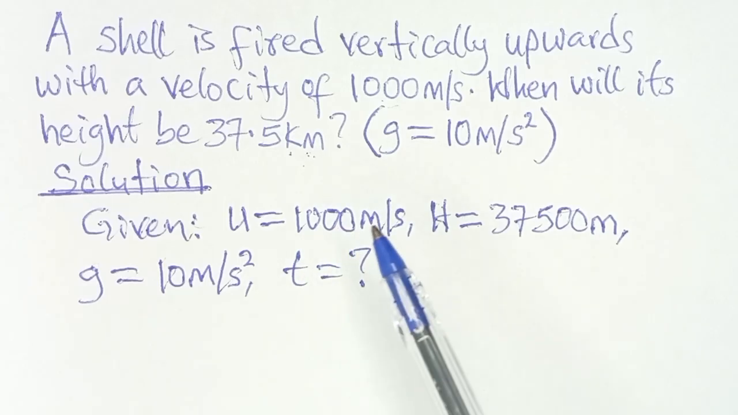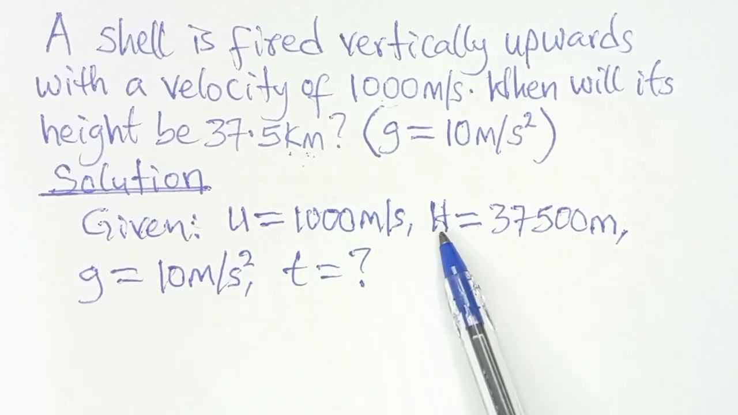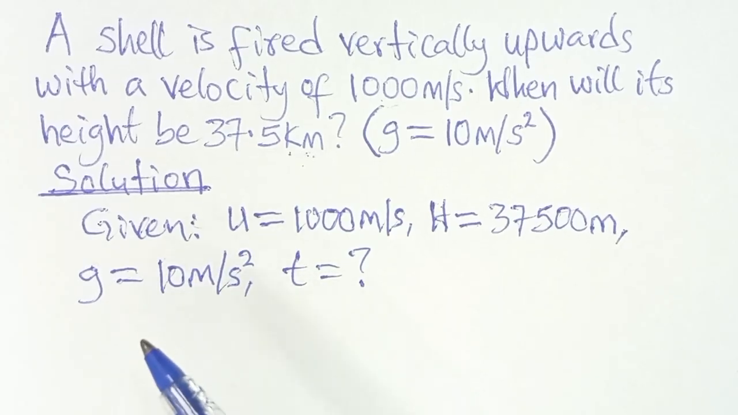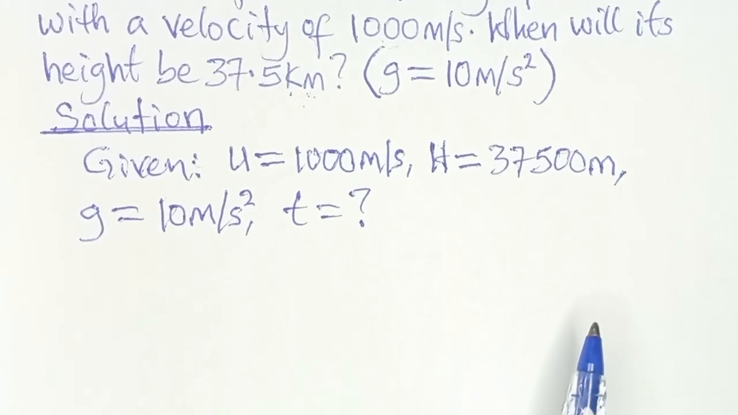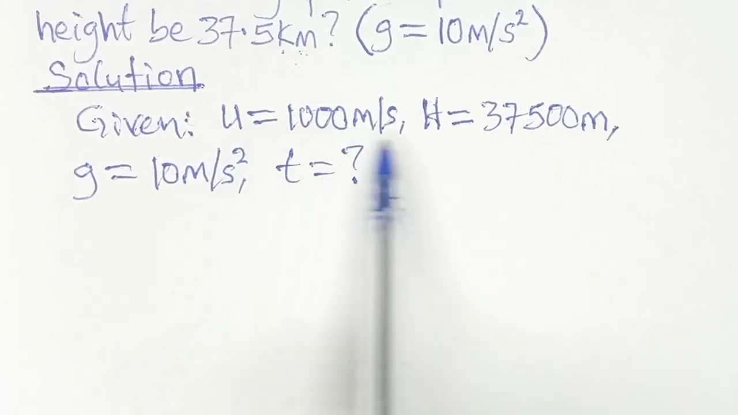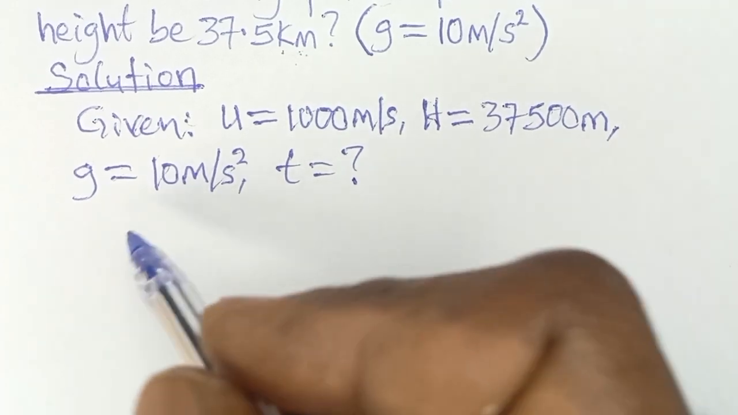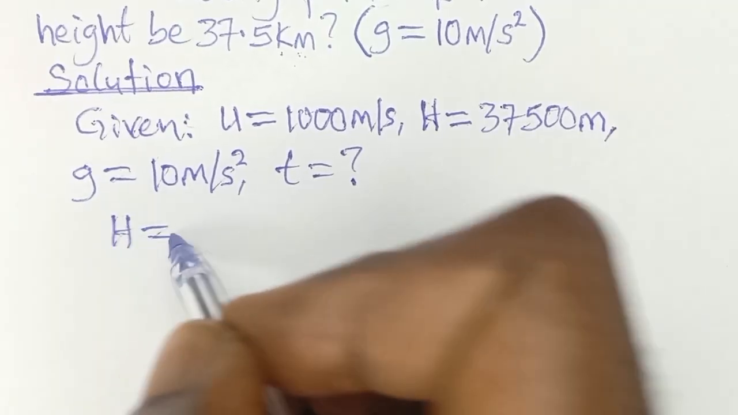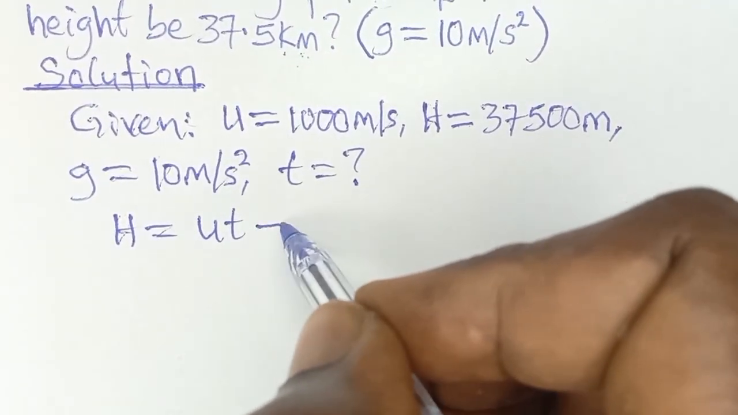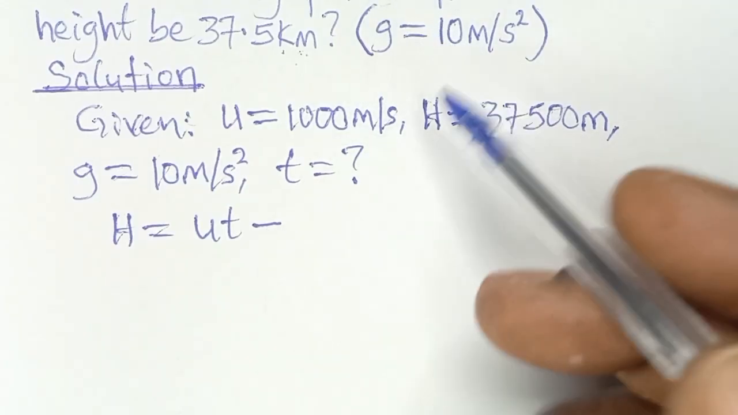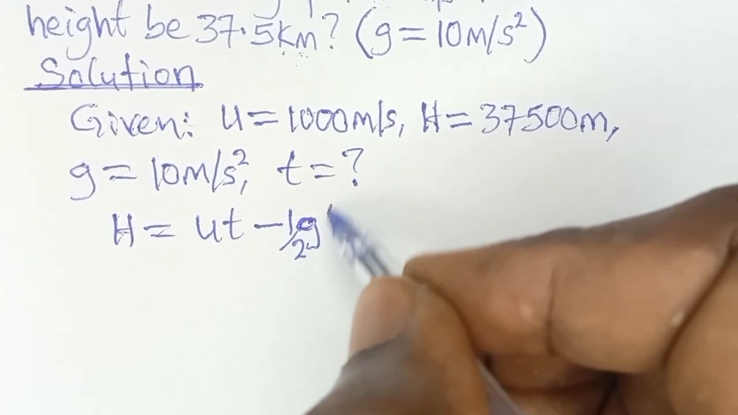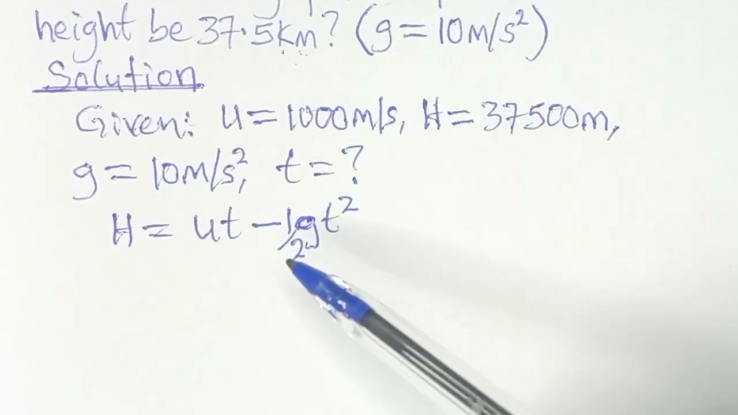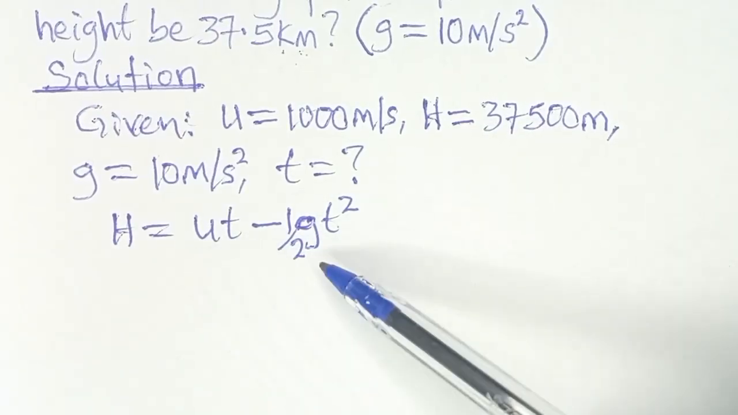Now, we are going to pick an equation of motion that contains U, H, G, and T. Don't forget, concerning motion under gravity, there are three basic equations of motion. The one that will actually work, that contains U, H, G, and T, is H is equal to UT minus half GT square. We are using minus because it is being thrown upward.